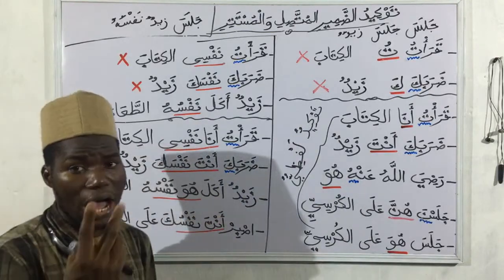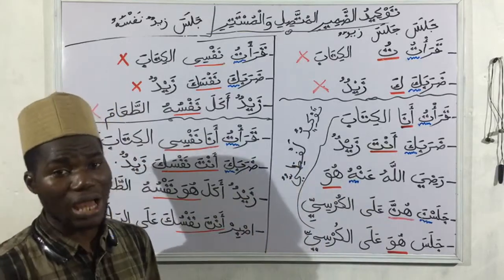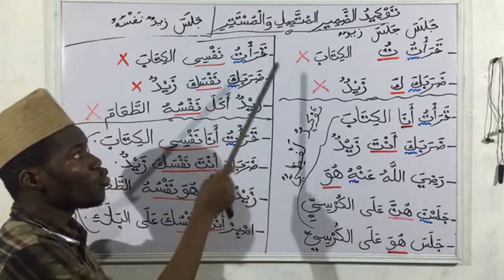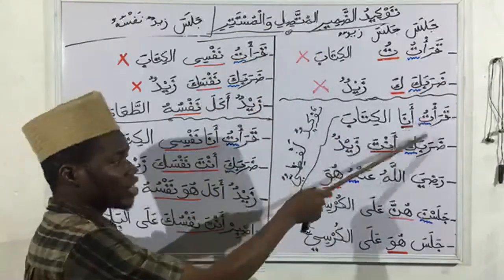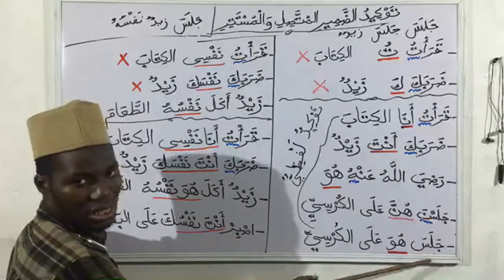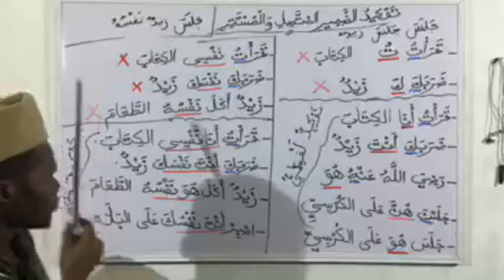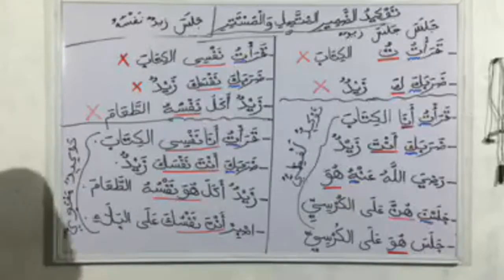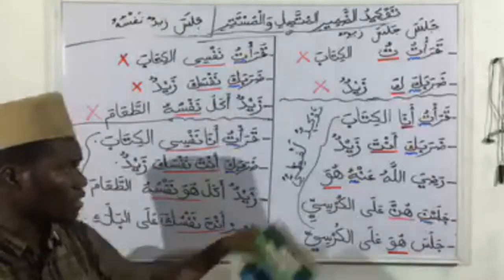There are two taukid that you can do: taukid lafzi or taukid ma'nawi. So this is how we do taukid al-lafzi for the damir al-mustatir, the hidden pronoun. We have a damir al-mustatir here. So this is how we do emphasis. Now, if you wish to do taukid al-ma'nawi, meaning in meaning, you want to re-emphasize the meaning.